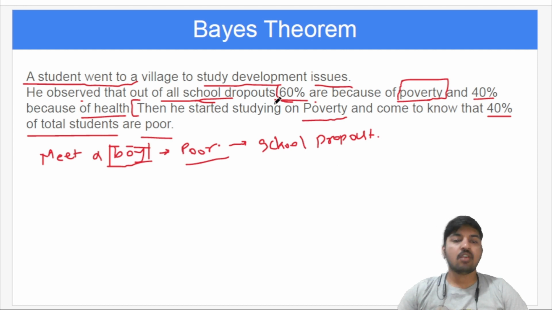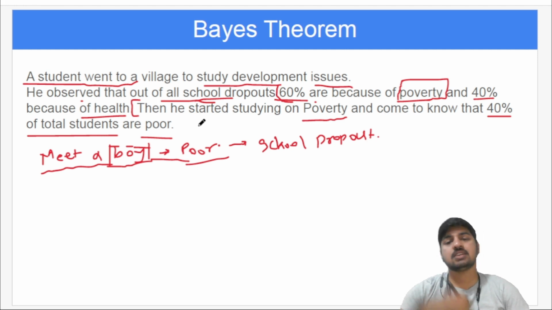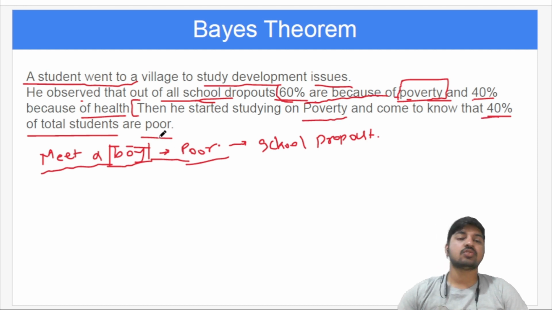This is the problem of Bayes theorem, that you have some student, and then you are asking a question about something you know, and you are trying to establish some relations with your information. Mostly it is called revising your probabilities based on posterior information. What is posterior information? Posterior, just after that. First you know this part: the poverty, the dropouts, 60% dropout because of poverty. Then you come to know that 40% of students are poor.